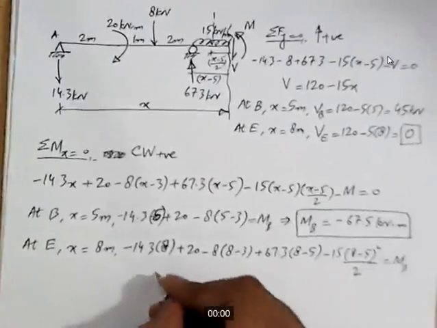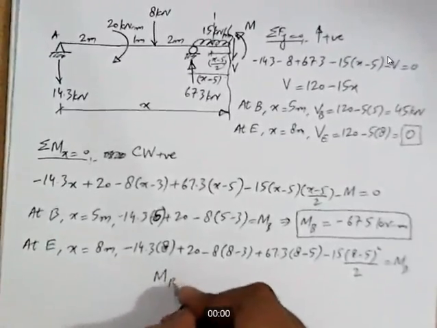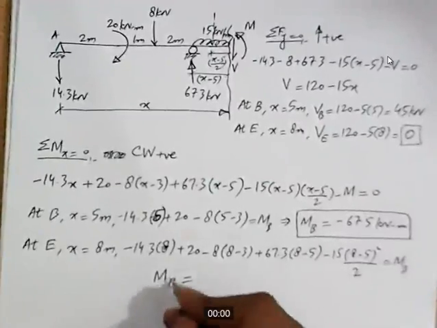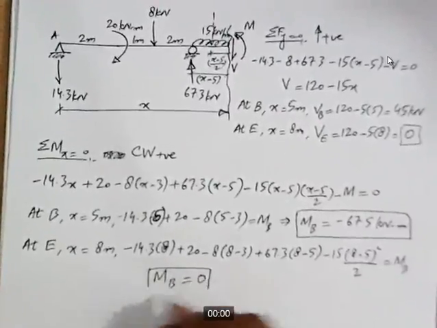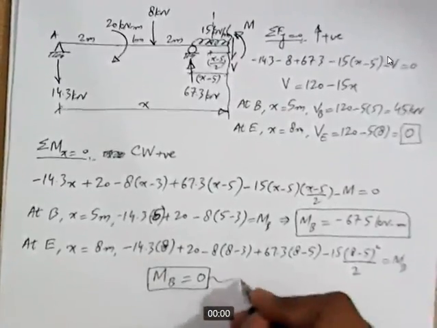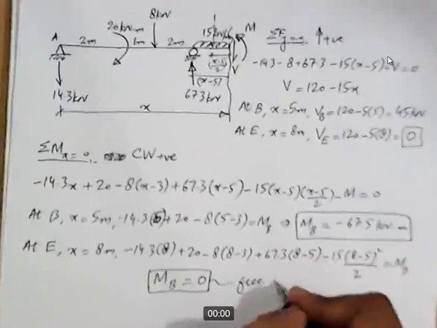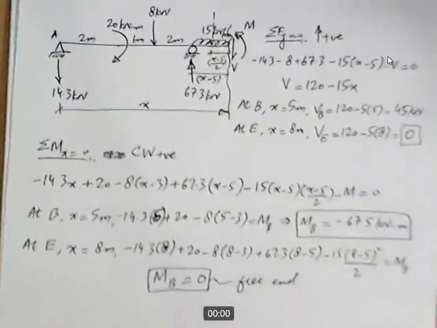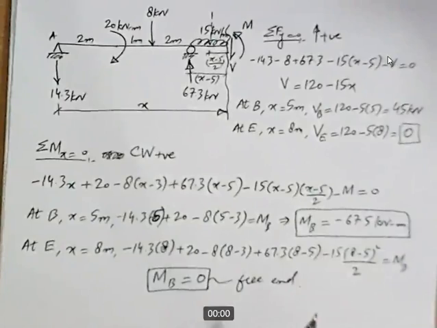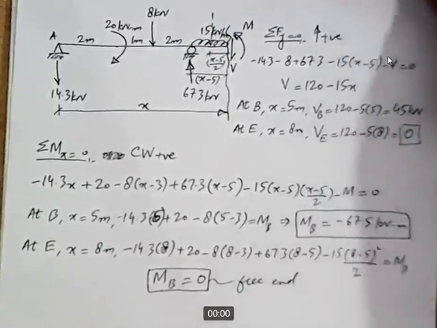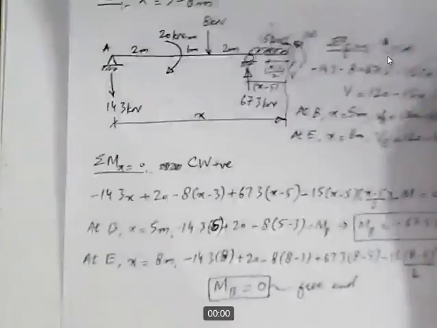So if we calculate it, we get ME equal to what? If you solve all these terms, you will get ME equal to 0, and this is totally logical because it's a free end and we do not have any applied moment at this point, so ME equal to 0 is totally fine. This completes our calculations about shear force and bending moment for all the 4 segments. Now let us draw shear force diagram and bending moment diagram.